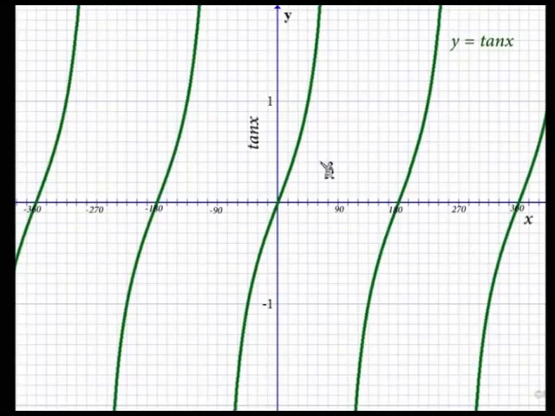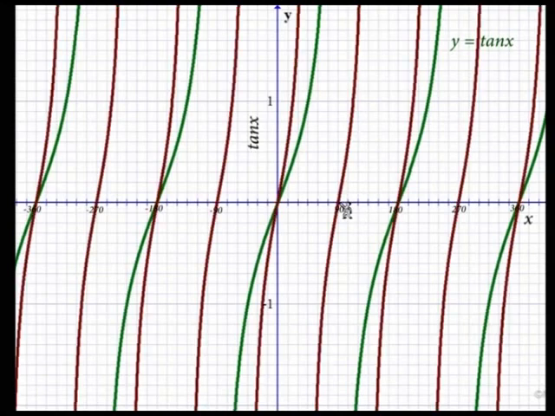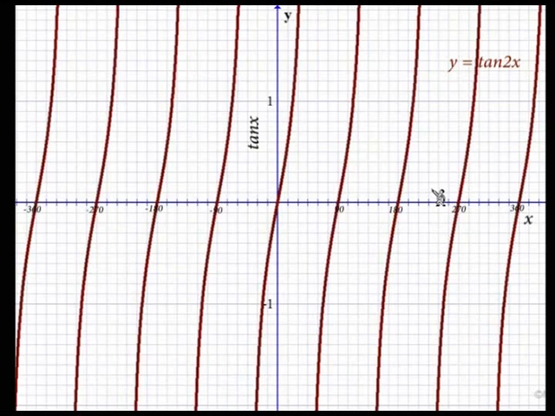And so this is the graph of y is equal to tan x. And so for y is equal to tan 2x, every point will be brought half as far from the y-axis as it was initially. And so this 180 degrees will be at 90 degrees, and the same goes for all other points. So this is tan 2x.